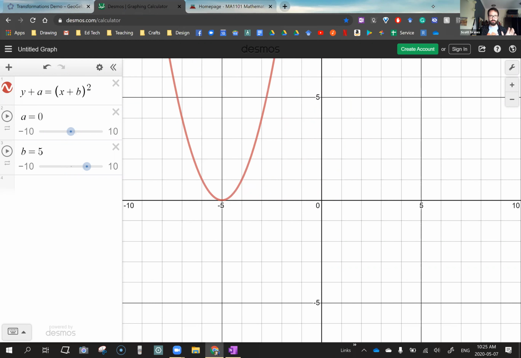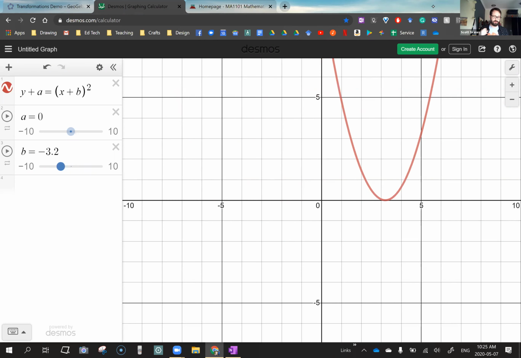Okay, so that's the big idea here. That's all we're doing with translations. So if I say I want you to shift it up, you actually have to subtract. If I want you to shift it right, you have to subtract, is how these work. I want it to go right, so I need to take away b. So this is the idea here, okay?